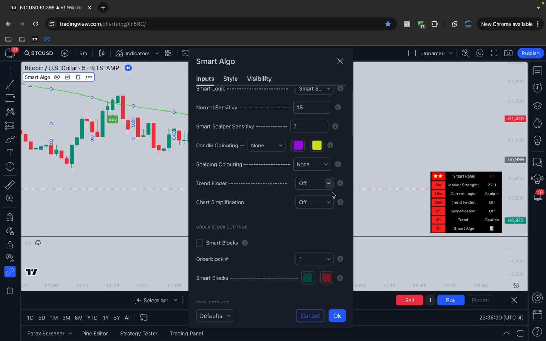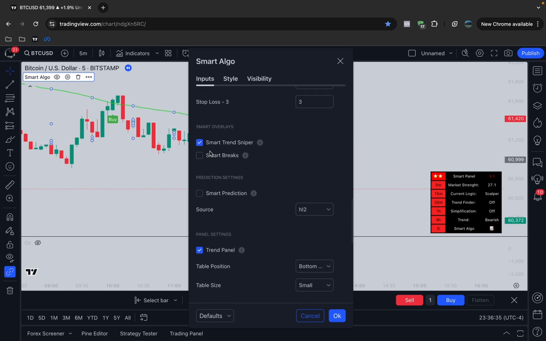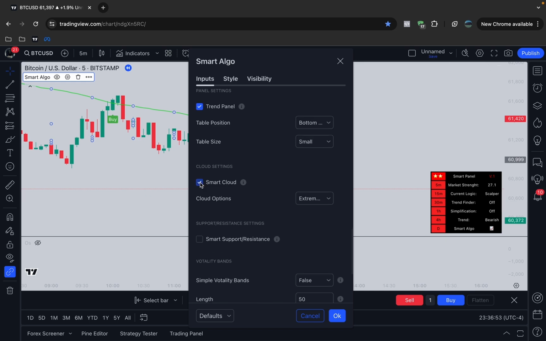All right, next, guys, we're just going to scroll down all the way here. And we're going to activate the Smart Trend Sniper, guys. Next, we're going to activate the trend panel. Personally, I positioned it at the bottom right and I kept it at small. Next, guys, we're going to activate the Smart Cloud over here and we're going to make sure to have it on an extremely fast trend, guys.